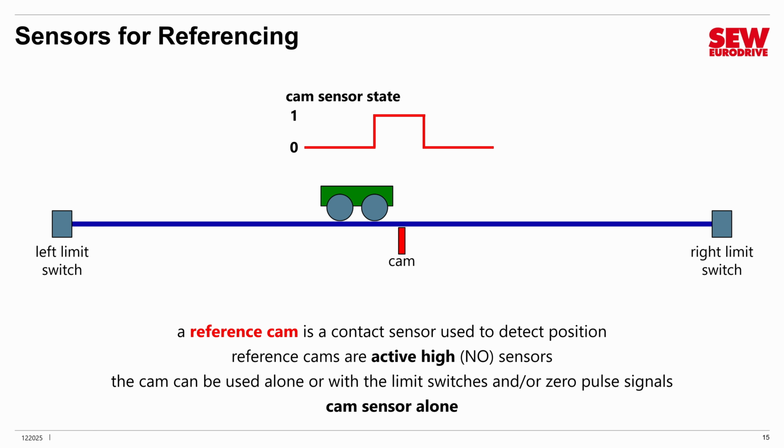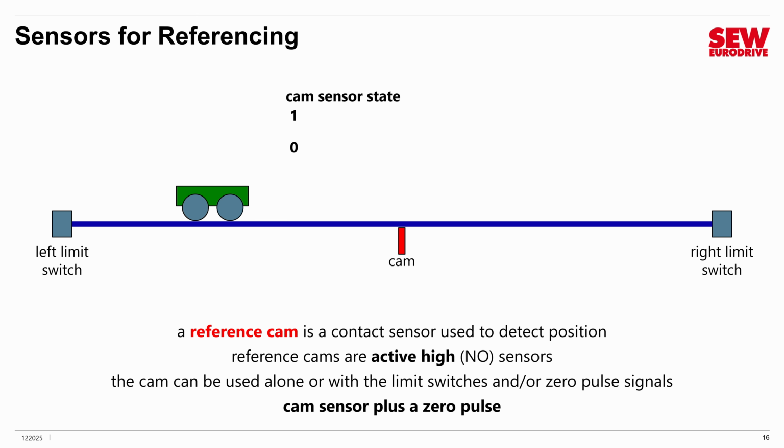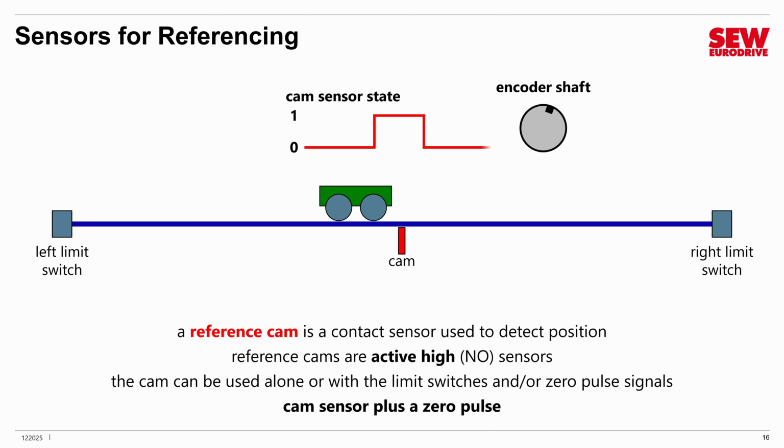Let's add a zero pulse to this using the zero pulse track on the encoder. You do essentially the same thing. You run up to the cam, you touch it, you go high, you back away from it just until you go low, and then you continue turning until the zero pulse occurs, and then you stop. All right, just a different way of doing it. They each have their place.